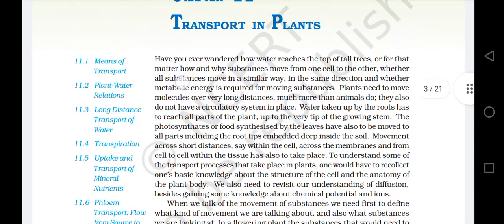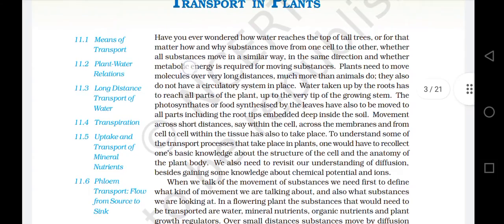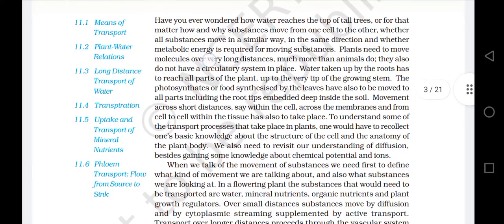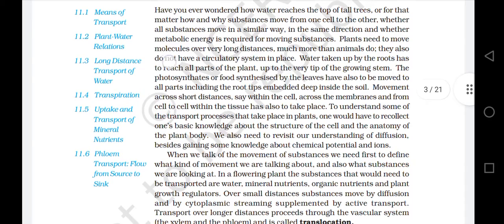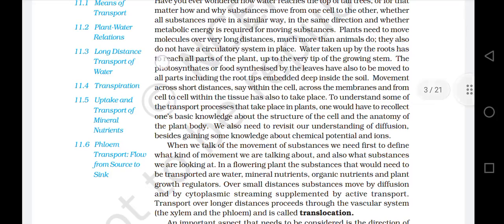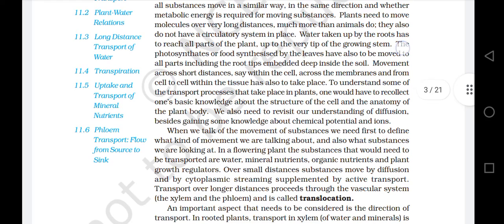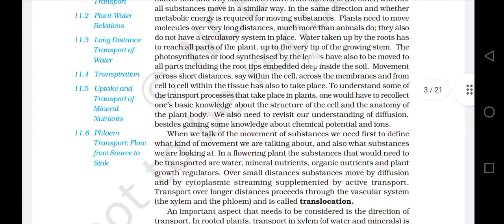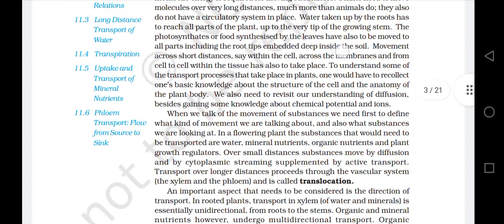Whether all substances move in a similar way, in the same direction, and whether metabolic energy is required for moving substances. Plants need to move molecules over very long distances, much more than animals do. They also do not have a circulatory system in place. Water taken up by the roots has to reach all parts of the plant, up to the very tip of the growing stem. The photosynthate or food synthesized by the leaves has also to be moved to all parts, including the root tips embedded deep inside the soil.